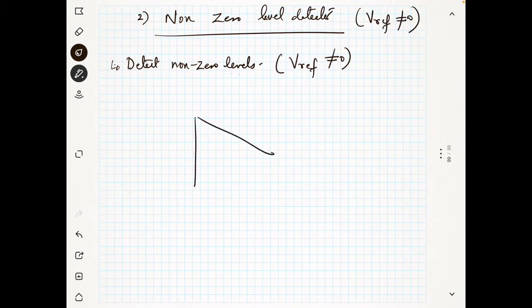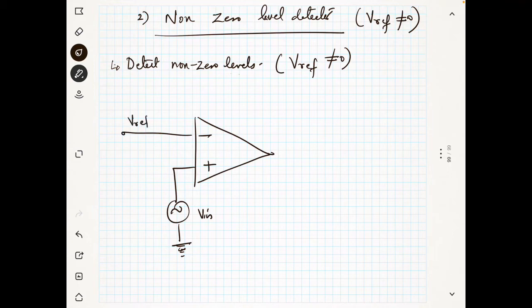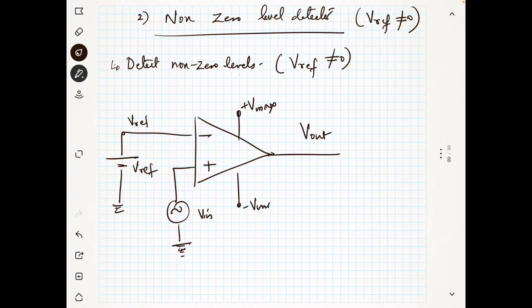So the simple circuit I can draw like this. You will give the input at the non-inverting terminal, always the positive terminal, that means V in, and here you will give some reference voltage V reference by using some battery, for example. So this is your V reference, and this is your V out, and you will be having plus V max and minus V max.